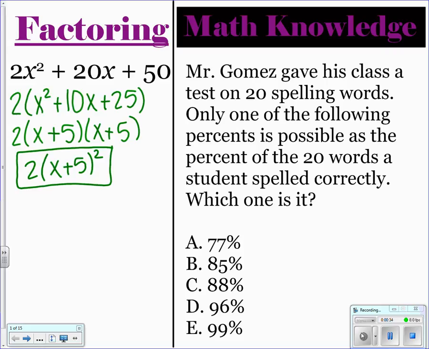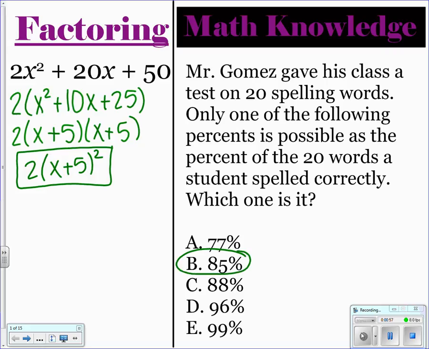For the math knowledge question, we have 20 spelling words. Which of the percentages is possible as a percent of the number of words you spelled correctly? Well, 20 out of 100, that has to be divisible by 5. So the only one of these that's going to be divisible by 5 is 85%. So B is going to be your answer.